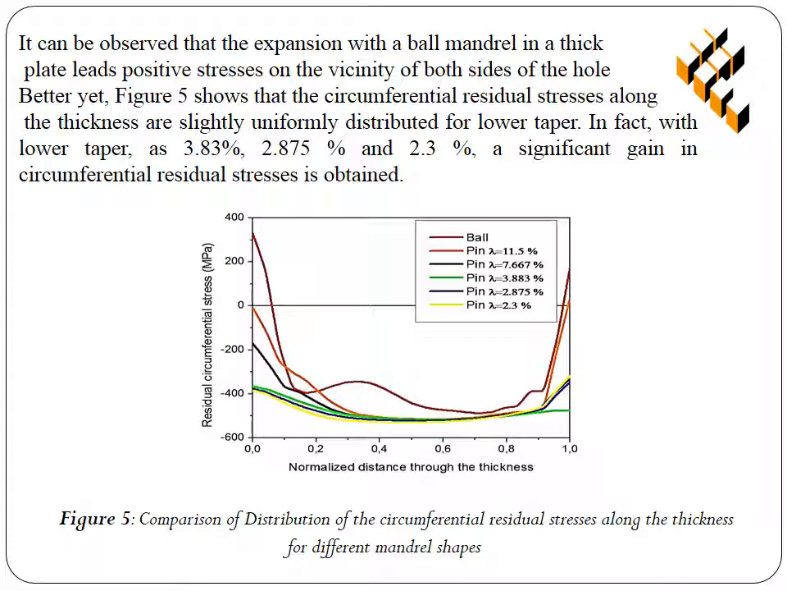of the hole. Better yet, Figure 5 shows that the circumferential residual stresses along the thickness are slightly more uniformly distributed for lower taper. In fact, with lower taper, such as 3.83%, 2.875%, and 2.3%, a significant gain in circumferential residual stresses is obtained.